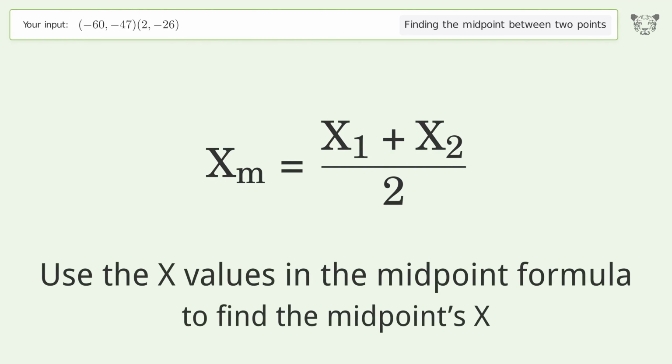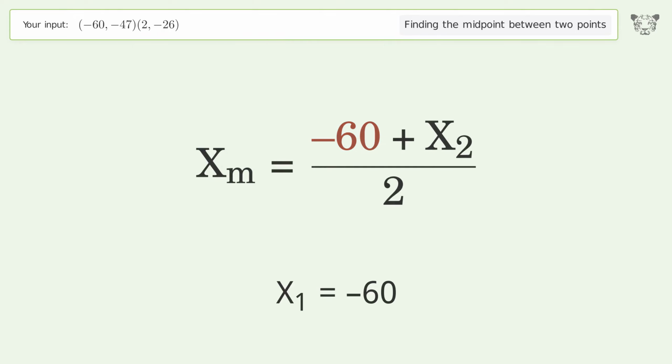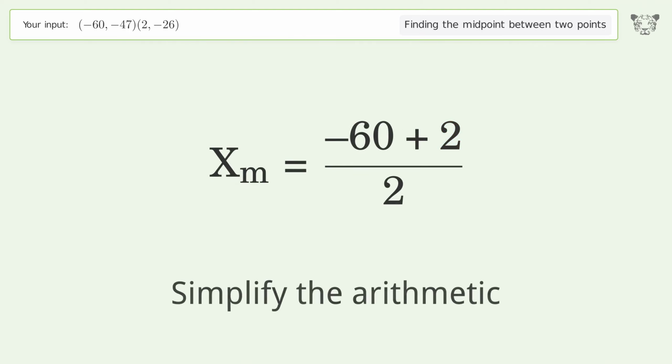Use the x values in the midpoint formula to find the midpoints x. x1 equals -60. x2 equals 2. Simplify the arithmetic.